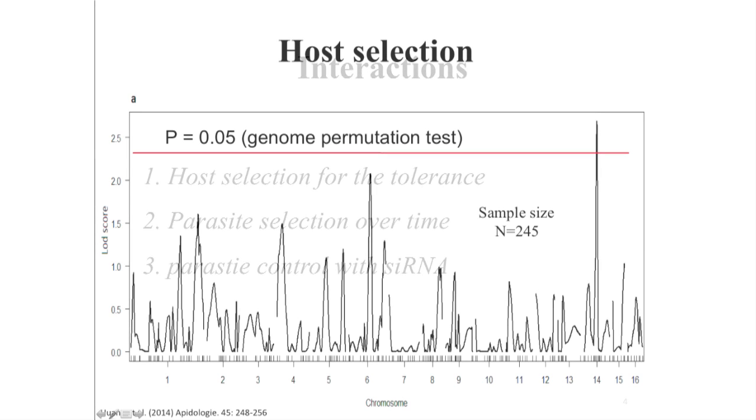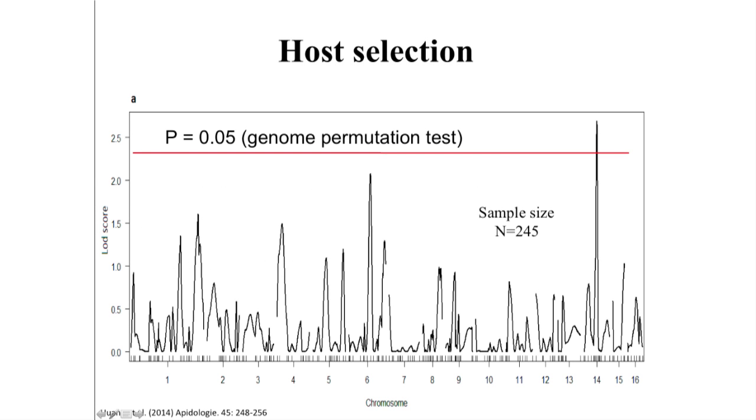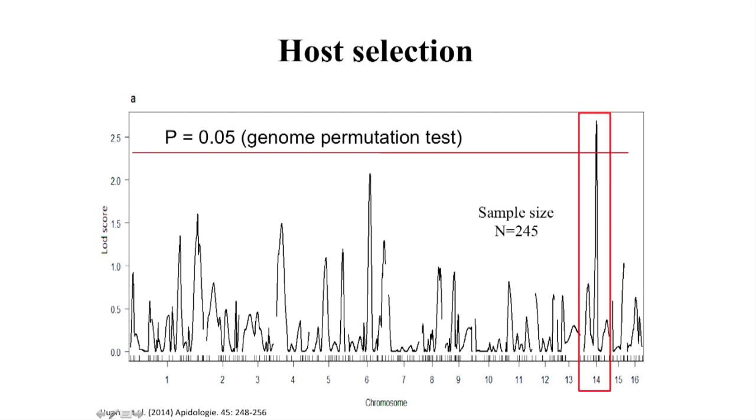Then I did classic QTL mapping, crossing the selected strain and the unselected strain. The genotype is microsatellite markers, and the phenotype is how many spores the offspring can produce. Here is a chromosome map of the honeybee, 16 chromosomes, and on chromosome 14 we find a signal which suggests this region could be selected for tolerance.